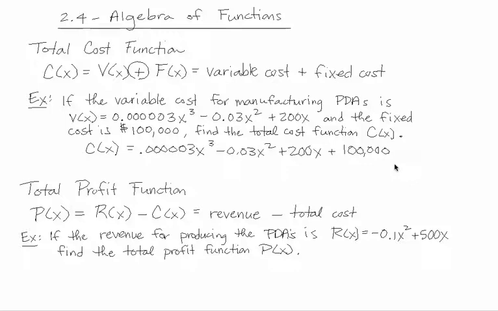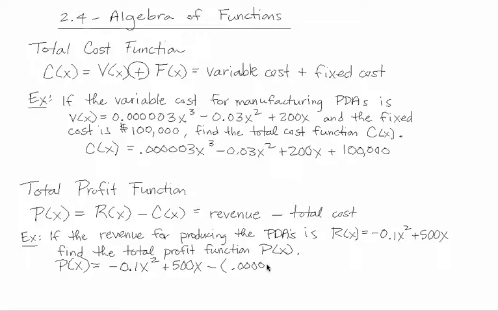And just as easy as finding the total profit function, which is the revenue minus the total cost. If the revenue for producing the PDAs is R of x equals negative 0.1x squared plus 500x, find the total profit function, P of x. So in this case, again, we are going to this time subtract the revenue, which is negative 0.1x squared plus 500x, and we're subtracting that from the answer that we got in the previous example.